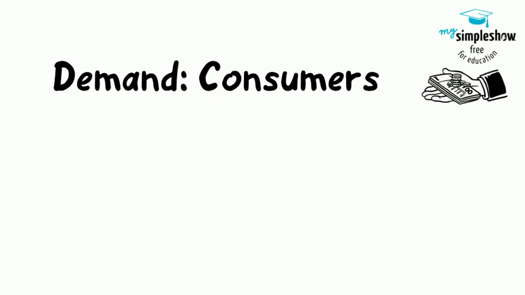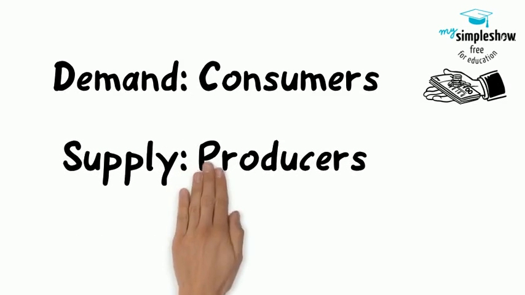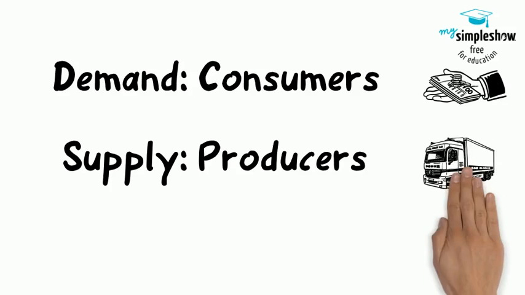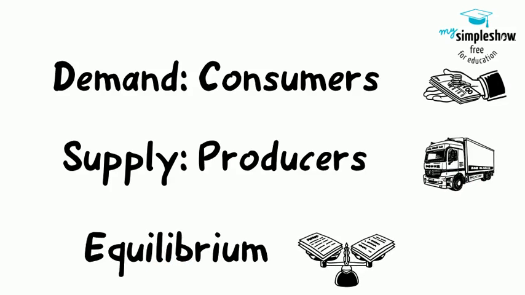The demand is the amount of some good or service consumers are willing to purchase at each price. When economists talk about supply, they mean the amount of some good or service a producer is willing to supply at each price. The equilibrium occurs where the quantity demanded is equal to the quantity supplied.